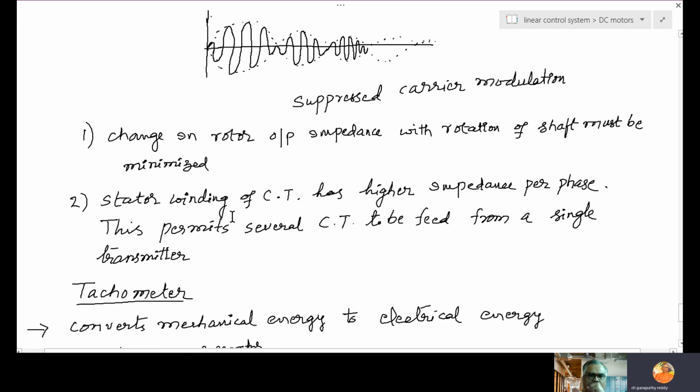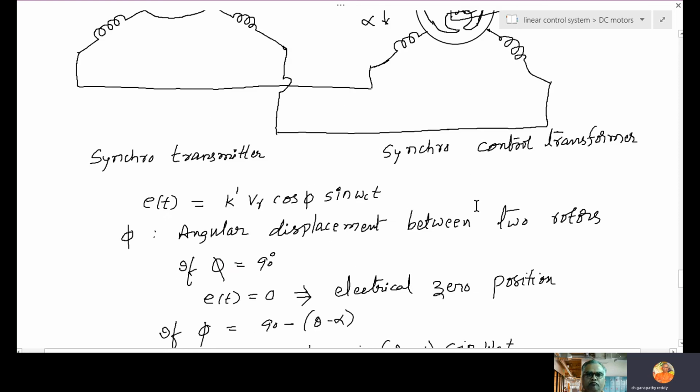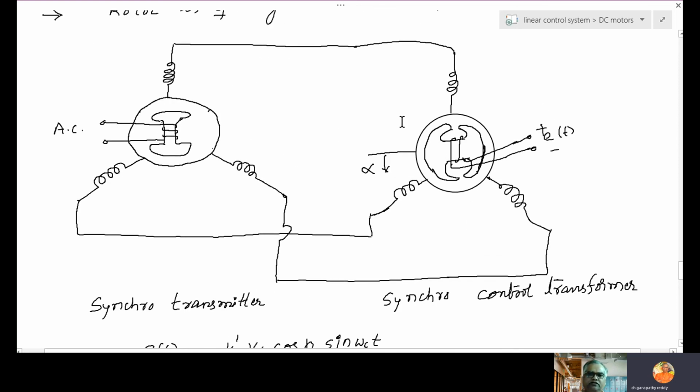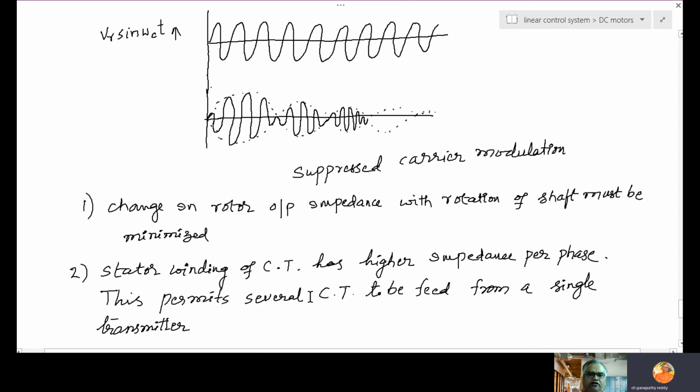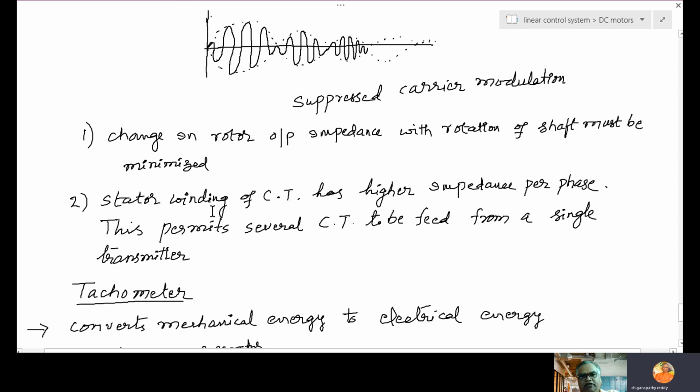Then the stator winding of the control transmitter has higher impedance per phase. This permits several control transformers to be fed from a single transmitter. So if impedance per phase is more, this output is given to many such control transformers. That is the advantage of having higher impedance per phase. So these are the two features they maintain.